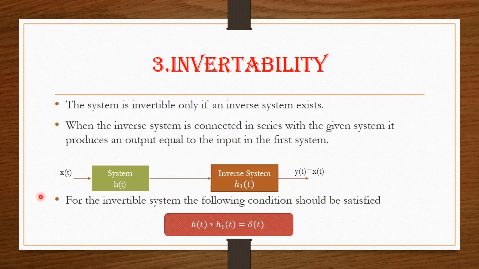The next one is invertibility. The system is invertible only if an inverse of the system exists. That means h of t is the system function and its inverse system is denoted by h1 of t. If there is an inverse system, then definitely the output will be equivalent to the input. This is our original system, this is our inverse system. When we connect these two in series, you will get the input as the output. For an invertible system, the following condition should be satisfied: h of t convolution h1 of t is equal to del of t, the unit impulse function.